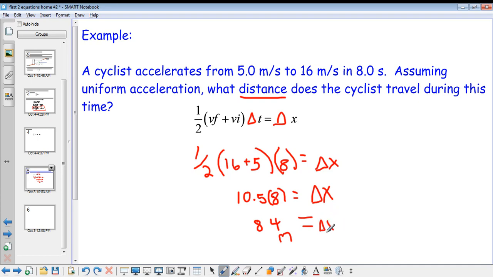So that is going to be our displacement, assuming that the cyclist is going in the positive direction from where his origin is. Sig figs, there are 2 in the velocities and there are 2 in the time, so there are 2 in the displacement. That's as simple as it gets. Know that if I wanted to solve for a different variable, such as final velocity, I would have to rearrange that equation to isolate VF, then plug in my variables, and then solve.